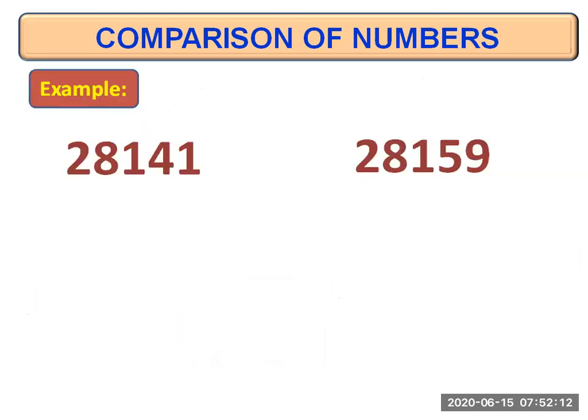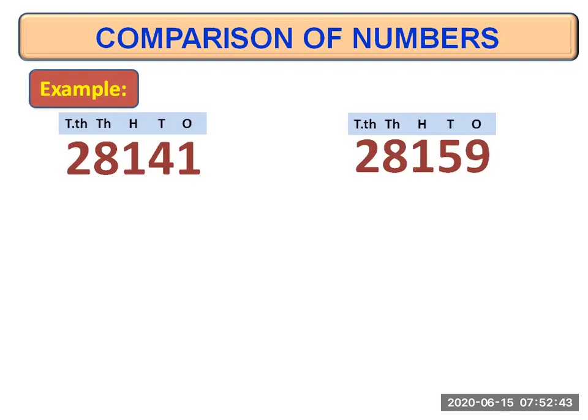Having another example, we have two 5-digit numbers in front of us: 28,141 and 28,159. Which one is greater? We'll have to think. We'll have to do the maths in our heads. Okay. First of all, write the place values at the top so that we understand which is the highest place value. As we can see, 10,000 is the highest place value.